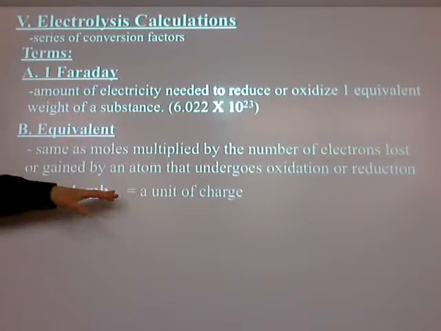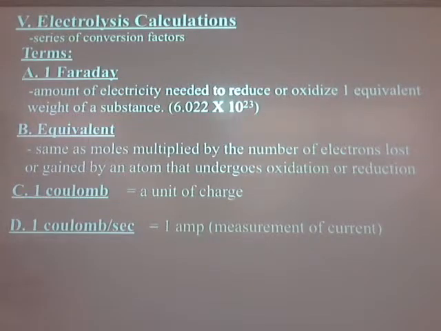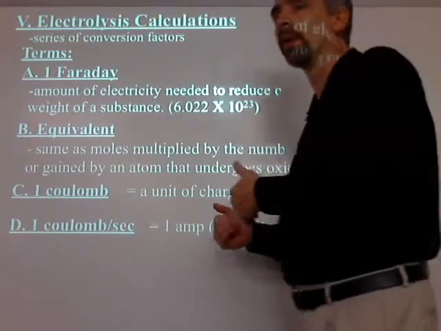Here's another physics term. Coulombs are the unit of charge, but it's much more useful to talk about how many units of charge are going past a certain point per second. All right, so that we call an amp. 1 amp is a coulomb per second. That's the flow of charge, and it measures current.